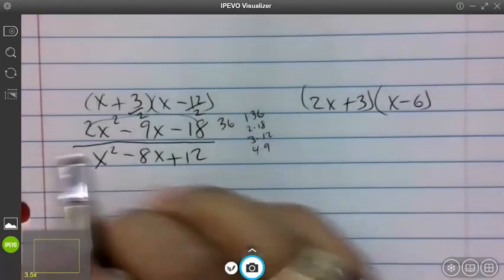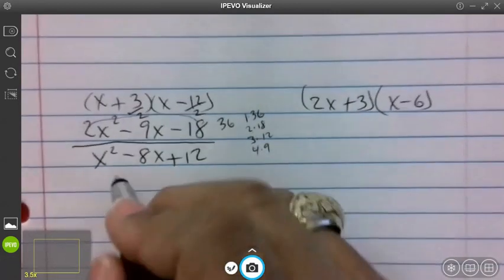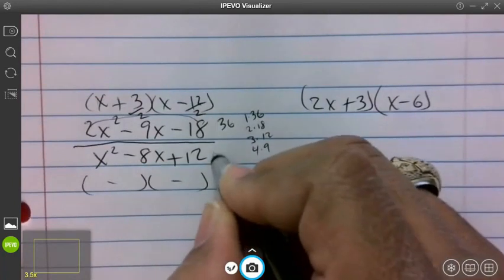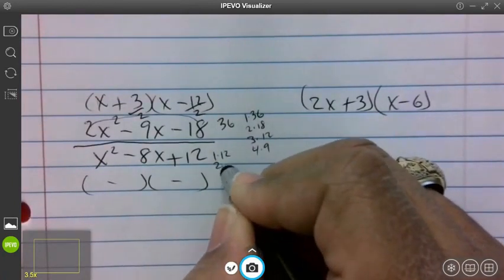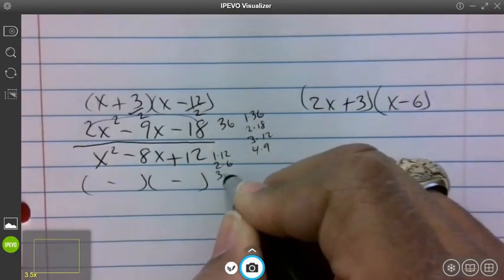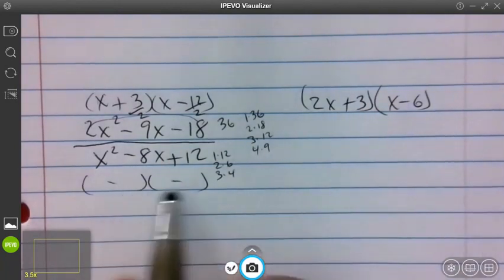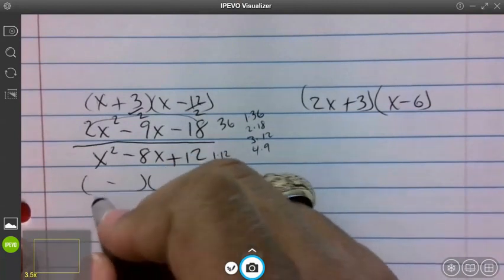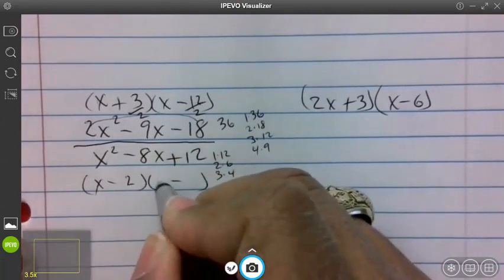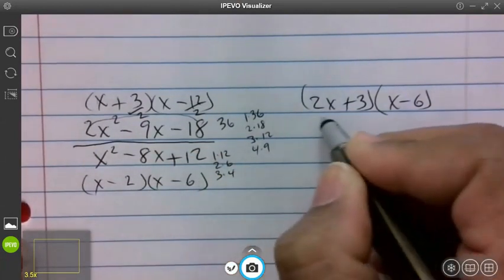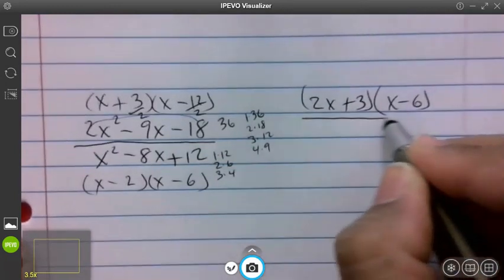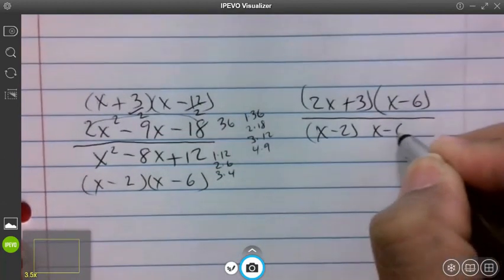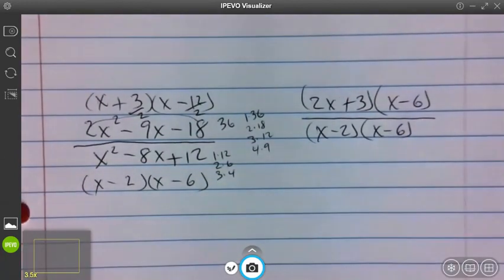All right. Okay, factor here, minus and plus is going to be minus and minus. 1 times 12, 2 times 6, 3 times 4. Minus and minus means add, the 2 and the 6, so that's going to be x minus 2, x minus 6. Okay, everybody see how I got those factors and what I did there?